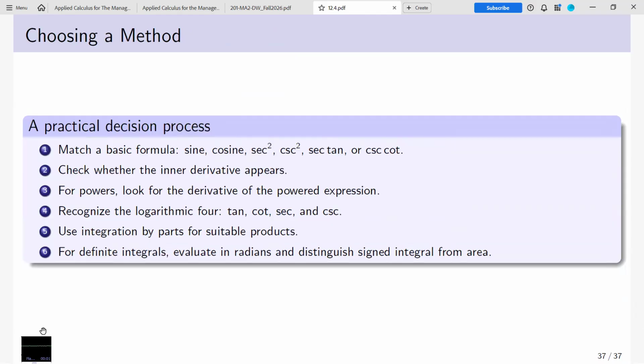Start with the simplest recognizable pattern, then move to substitution or integration by parts only when needed. A derivative check is the fastest way to confirm an indefinite integral and catch missing signs or coefficients.